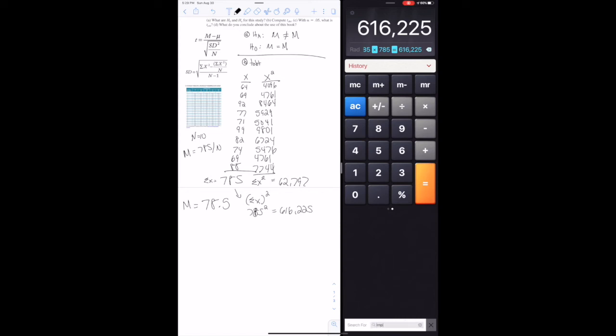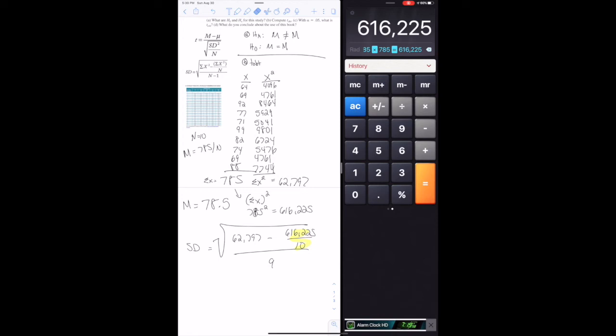Okay, so standard deviation equals the square root of sigma x squared, 62,797, minus sigma x quantity squared, 616,225, divided by n, which is 10, all divided by 10 minus 1, which is 9. Okay, so we'll do this part first. First part here. 616,225 divided by 10 is 60.